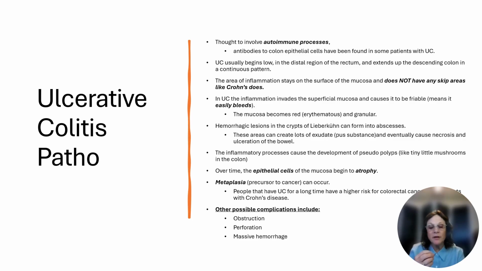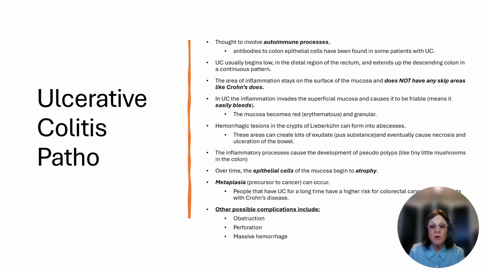Friable means that it bleeds very easily. And so the mucosa becomes really red. It's erythematous, and it becomes very granular. They can actually have hemorrhagic lesions. Lesion just means area of injury. So they can have an area of injury that causes bleeding in the crypts of Lieberkühn, and they can actually form abscesses as a result. And these are going to be areas that can create a lot of exudate. So they're going to have a lot of pus and substance, that kind of stuff. And eventually that can cause necrosis and ulceration of the bowel, which would mean the bowel would be dead in that area.